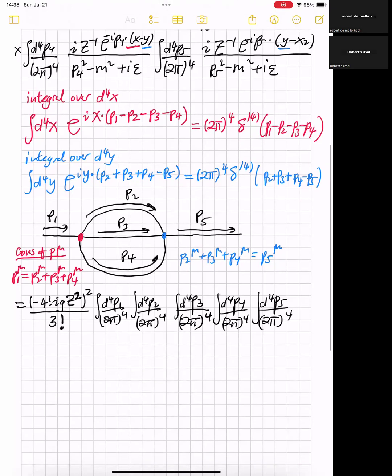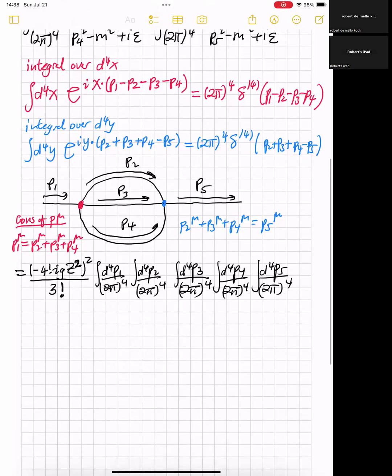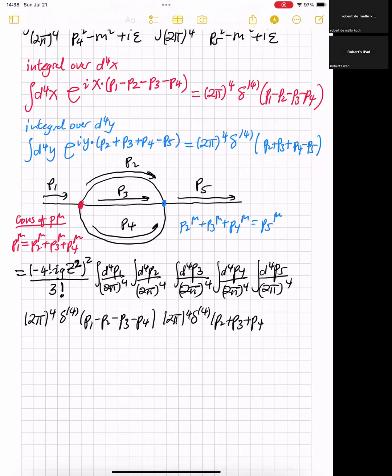Then we've got our 2 delta functions that we've just obtained from integrating. So we'll have a 2 pi to the 4 delta to the 4 of P1 minus P2 minus P3 minus P4. That's the red delta. And then we've got the blue delta, which is 2 pi to the 4 delta of P2 plus P3 plus P4 minus P5. Good, that's the second delta.